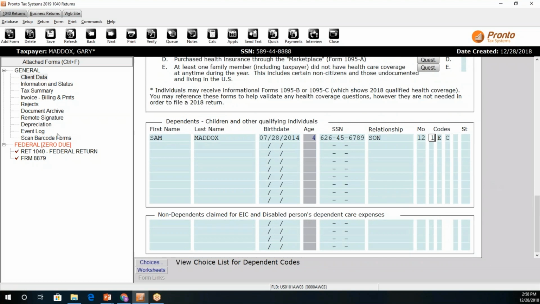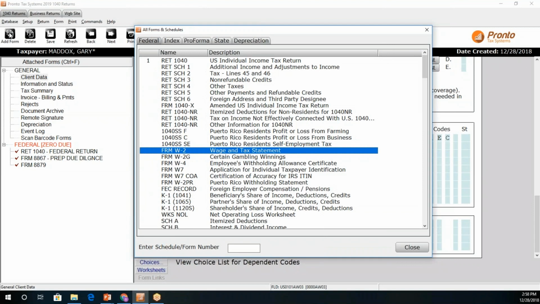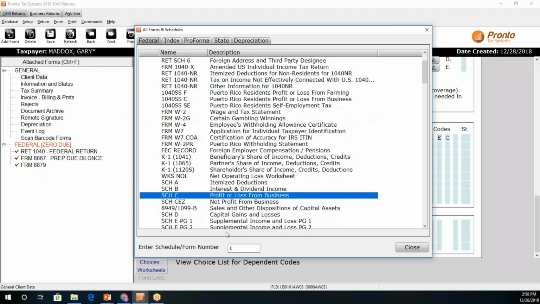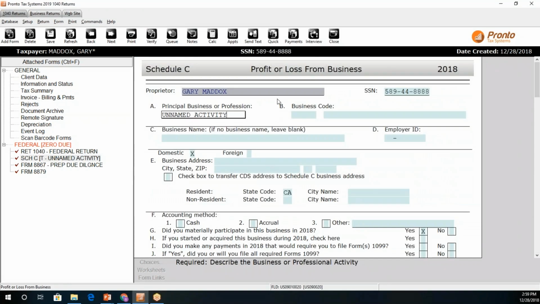All right. So the first thing we're going to do is a Schedule C. So we're going to add the form. And by the way, I'm doing this tax return without an interview. Okay, so just that you know. So I'm looking for a Schedule C. Now there's two ways of going. You can go down the list like I just did, or you can just put C over here, and it takes you right to the schedule. And you double click on that, and it pops up.